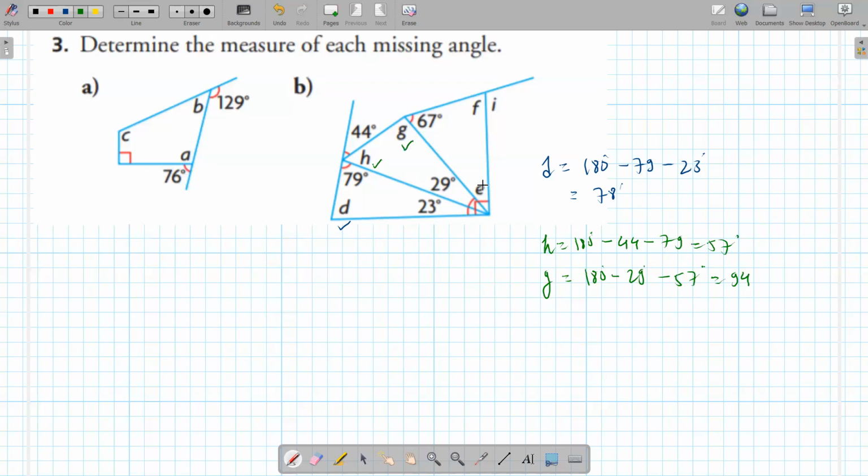Now what do we do? Do we attack E, F, or I? Only one of them we are able to solve at this point. I'll tell you it's not I. I is going to be the last step. Is it E? Yes, it is E. How do we solve for E?